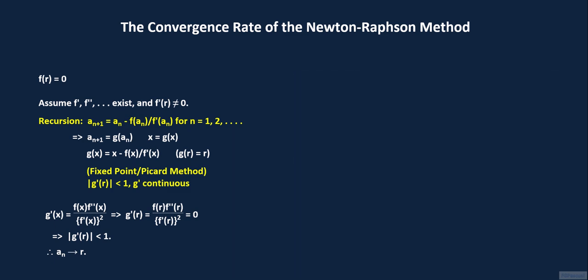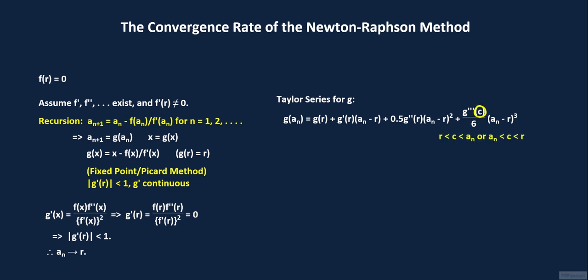To determine the convergence rate of the Newton-Raphson method, we expand g of a sub n using a Taylor series around x equals r. g of a sub n equals g of r plus g prime of r times the quantity a sub n minus r plus 0.5 g double prime of r times the square of a sub n minus r. And then we have the third degree error term g triple prime of c divided by 6 times the cube of a sub n minus r. The real number c is some value between a sub n and r.